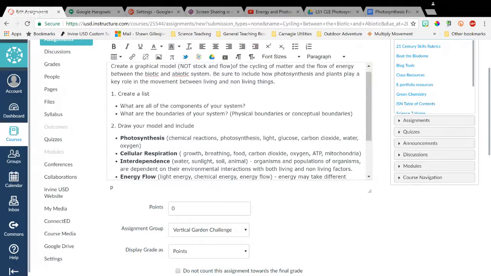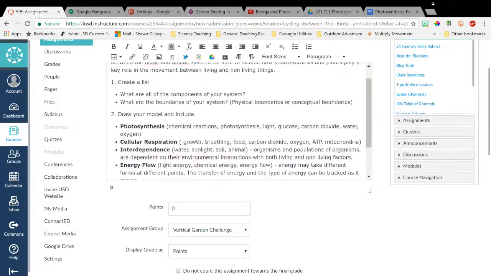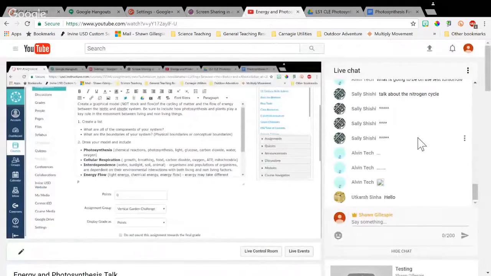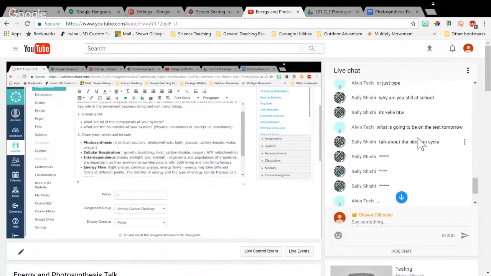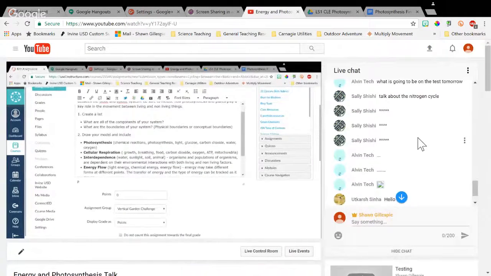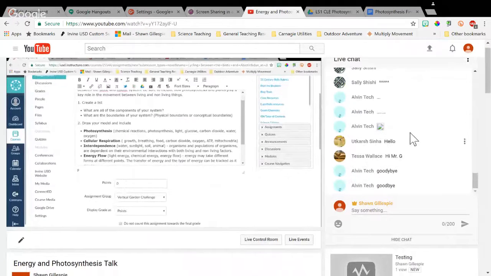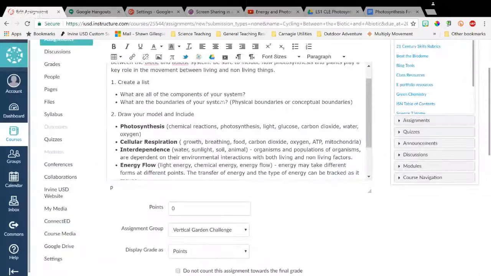The next thing it says is, what are all the components of your system? So I want you to define your system. I want you to define its boundaries and kind of specify some of those things. Give me a second. I want to check and just see what you guys are saying. All right, I'll talk about the nitrogen cycle shortly as well. All right, let me finish looking at the assessment though.